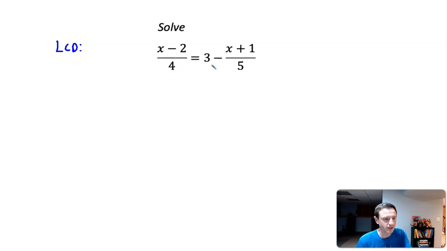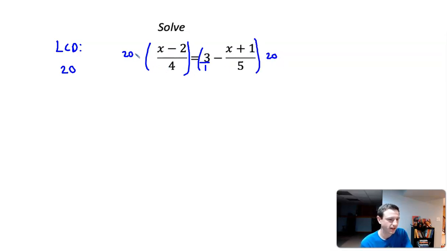So my LCD here, I just have denominators of 4, and if you want to think of this as a 3 over 1, and then we have over 5. So the LCD is going to be 20, because 4 is 4, 8, 12, 16, 20, and then 5 is 5, 10, 15, 20. So the least common denominator there is going to be 20, meaning I want to multiply both sides by 20.